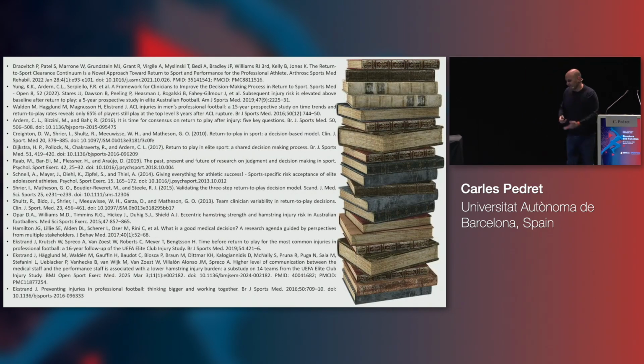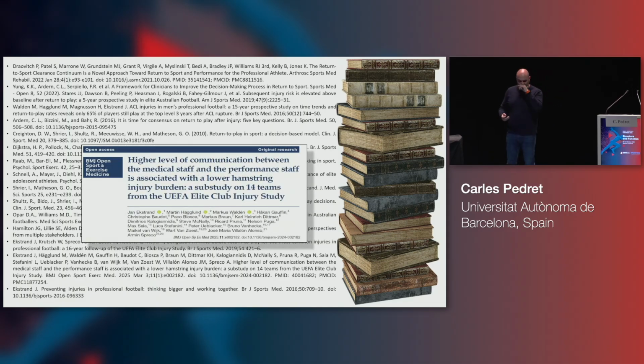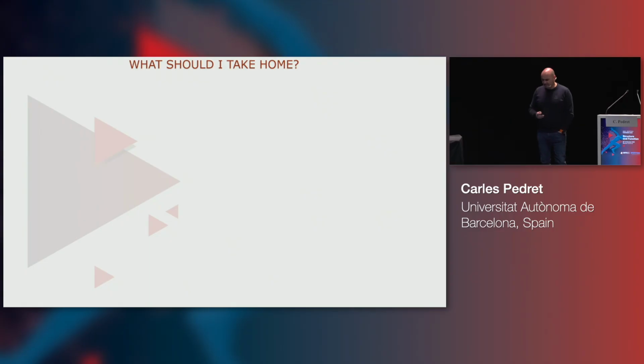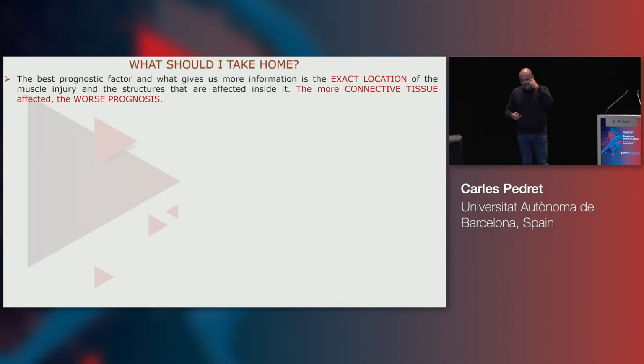And this is all the literature reviewed, but for me, a very important one is that last one because it speaks about the communication between all the professionals involved in the return to play process. So as a final summary, what I should take home from these images is that the best prognosis factor is have a very, very accurate diagnosis from the beginning. So we need to know exactly which structure, which muscle group, which type of injury we have.